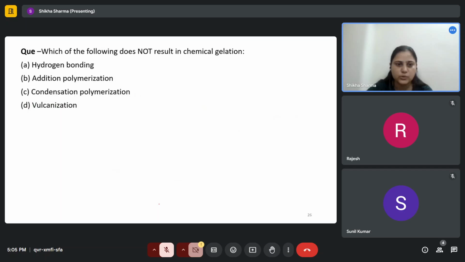So let's discuss the next concept in gelation. Which of the following does not result in chemical gelation? A, hydrogen bonding; B, addition polymerization; C, condensation polymerization; D, vulcanization.